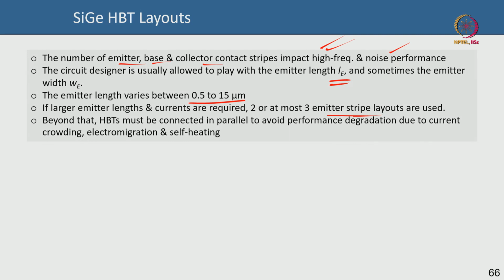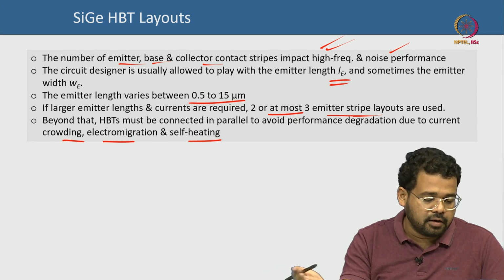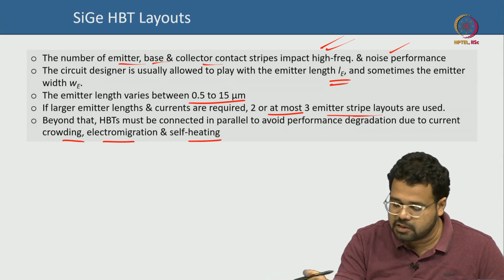In compound semiconductor HBT, you have multiple fingers, you carry higher currents, but in silicon germanium you typically carry lower absolute currents, and then you have only 2 to a maximum of 3 emitter stripes. Otherwise electromigration, current crowding and other effects will become more severe, and so you have to basically connect 2 or more silicon germanium HBTs in parallel if you need more stripes here.